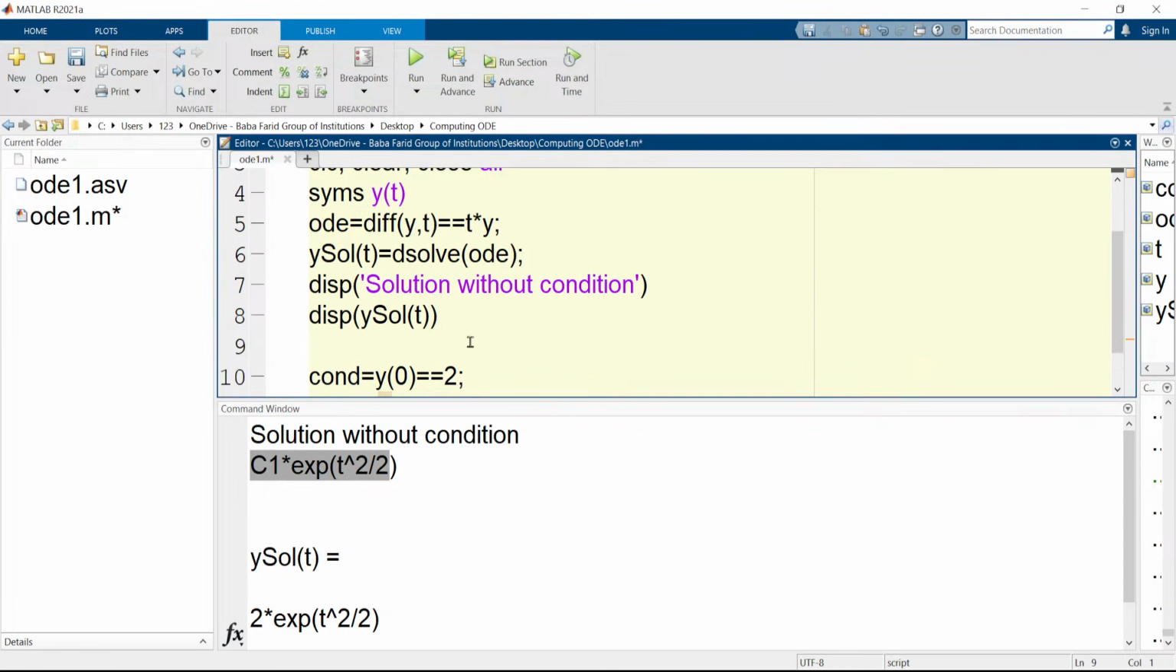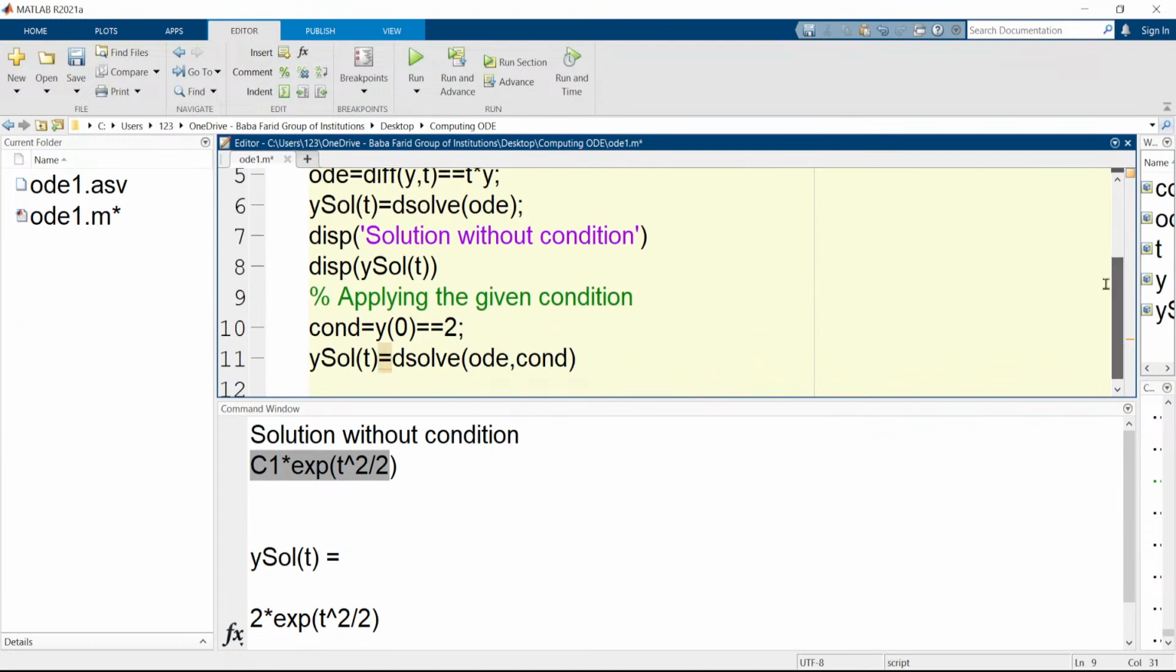Applying the given condition. So note these statements, how I am doing this. This will help you. So here we are going to apply the condition. The first solution was without the condition, but here we are going to apply the condition.